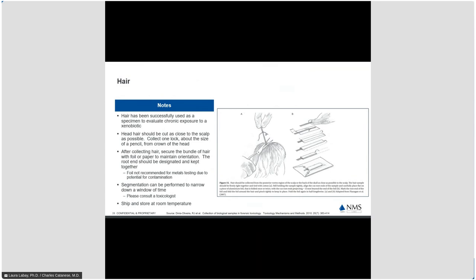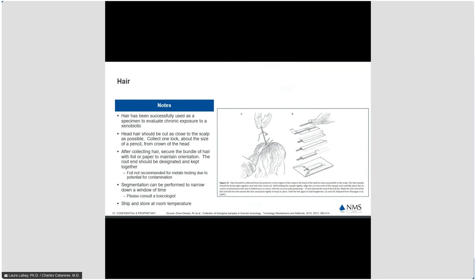especially with pediatric cases, there may be a request or the need to know if a child got into a drug one time accidentally, or if there had been ongoing administration of the drug. To do that interpretation, hair would be the specimen of choice.